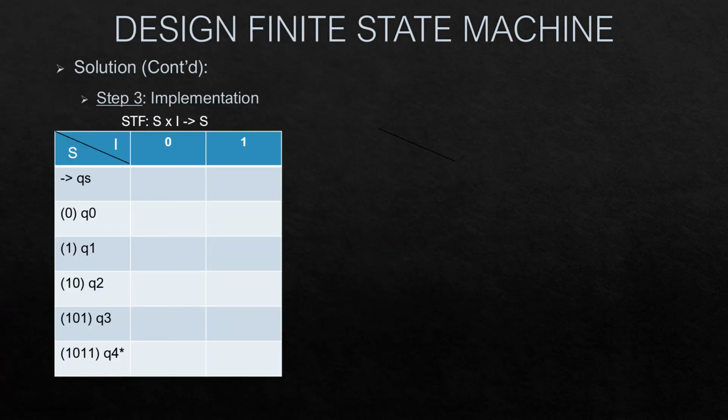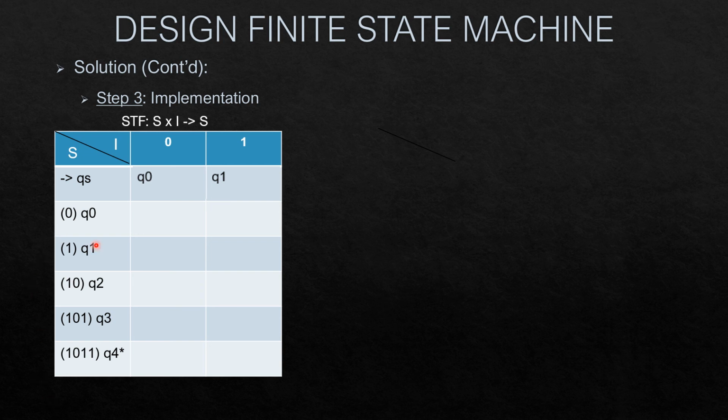Step 3 is implementation. As seen in the table, we have I, that is 0, 1, and states Qs to Q4, where Q4 will be our final state and Qs is our start state or initial state. When we are in Qs, as soon as I get 0 and 1, I will reach Q0 and Q1 state respectively. In case you are still not comfortable understanding why it is Q0, Q1, you can visit the previous video sessions and get it cleared.